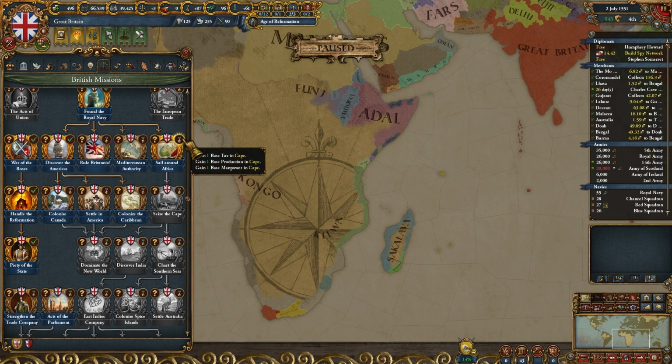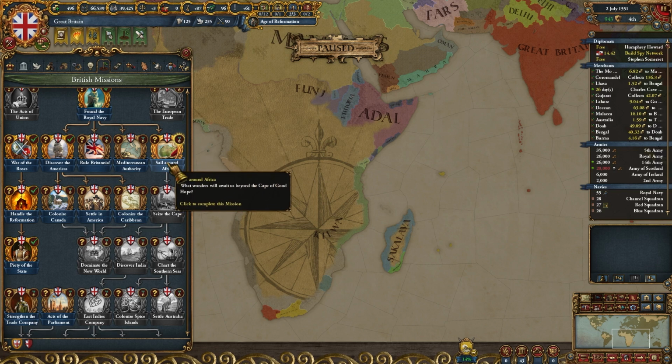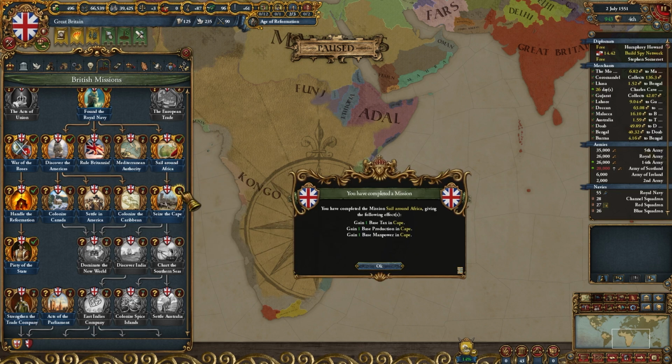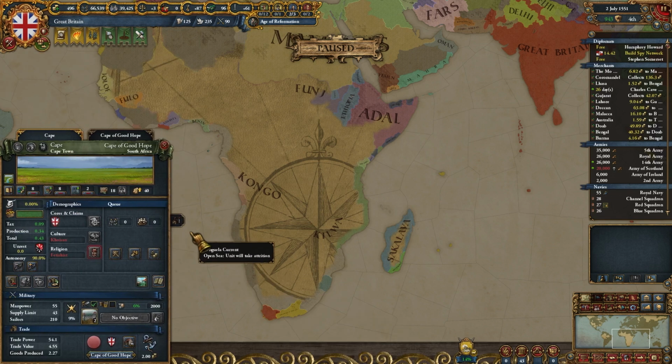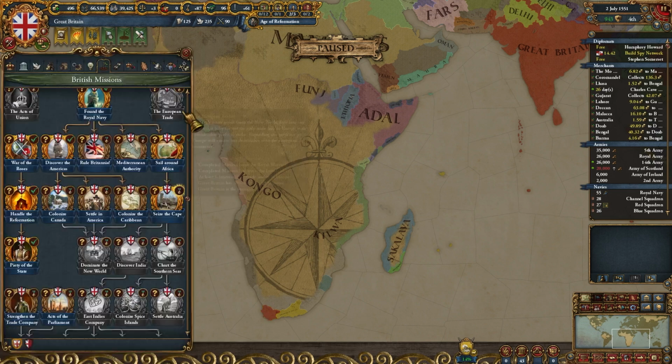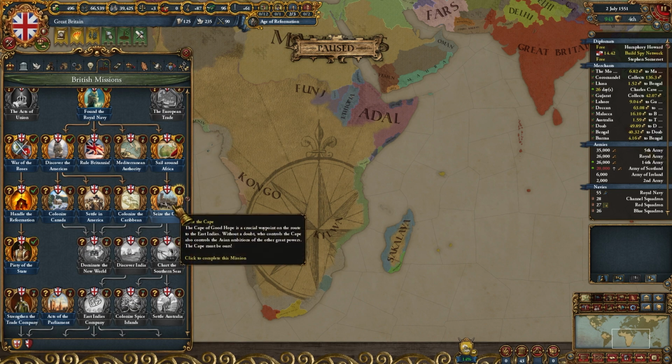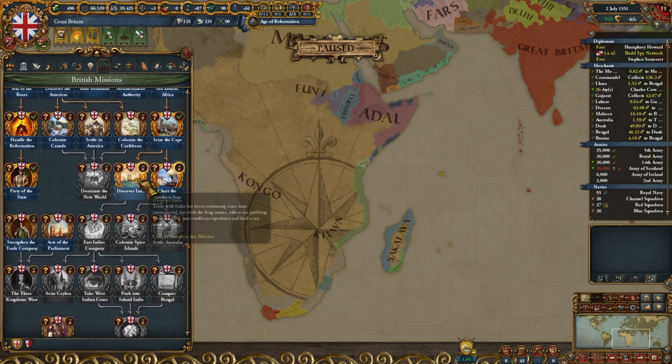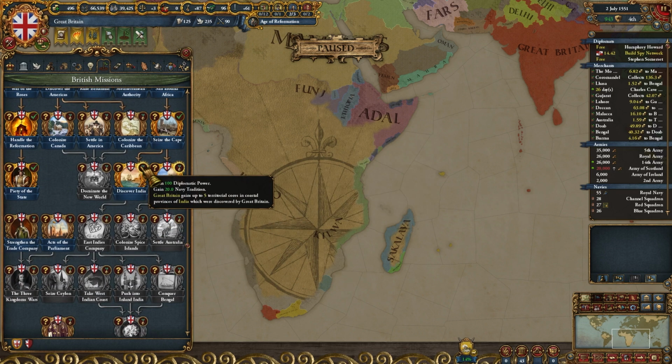I get base production dev in those provinces, in this province instead. I cannot get a stock exchange, because of course I already have a stock exchange in there, because as you remember, I clicked that mission already once in this campaign. But this also means that I can now discover India, which means that I am getting another 100 Diplo points and another up to 5 territorial cores in coastal provinces of India that were discovered by me.